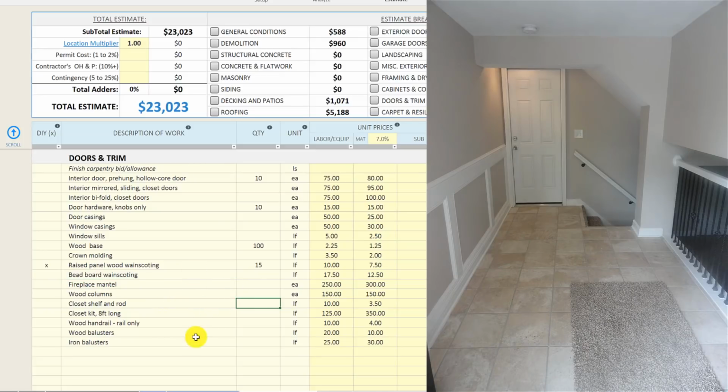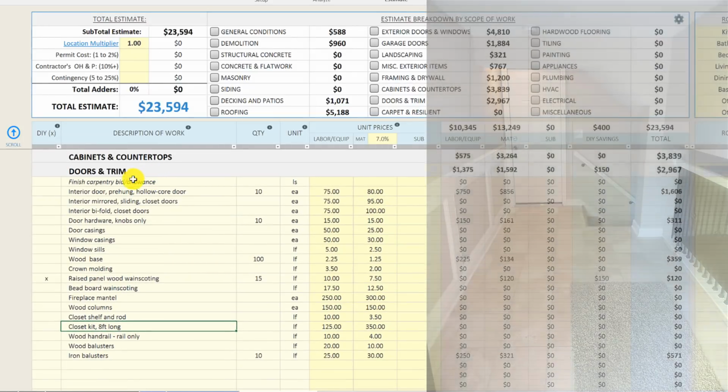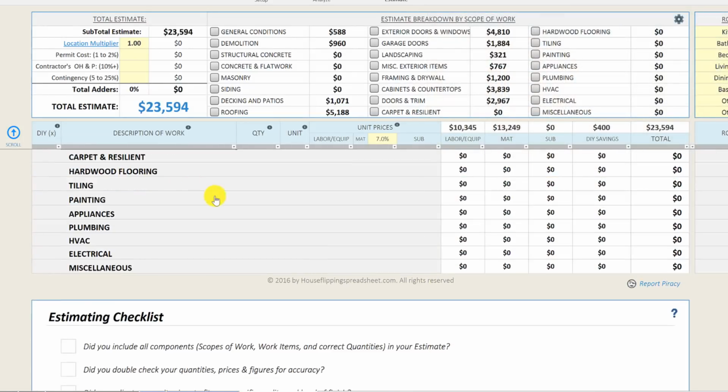And other than that, we did have some wood iron balusters. There was about 10 lineal feet of, whoops, didn't plug that in the right spot. 10 lineal feet of iron balusters, so that's just those metal balusters that you see in the railing. And that was really about it from the doors and trims perspective.